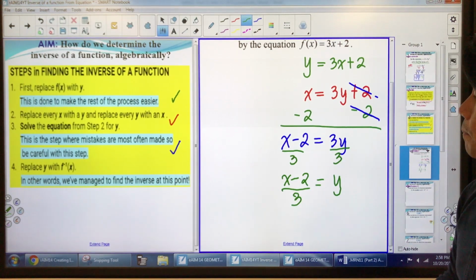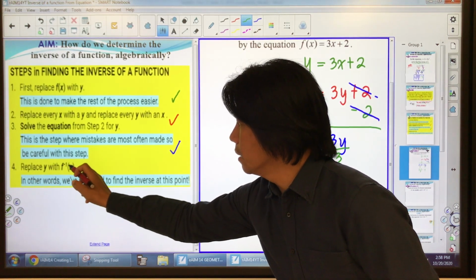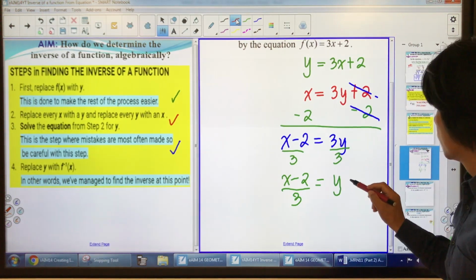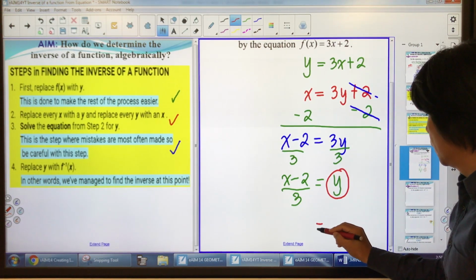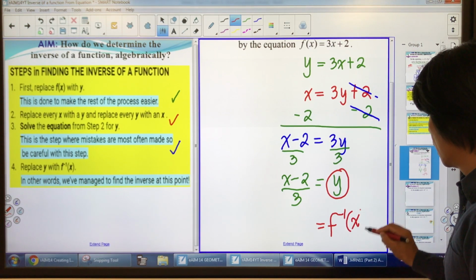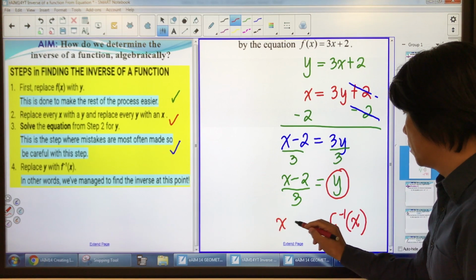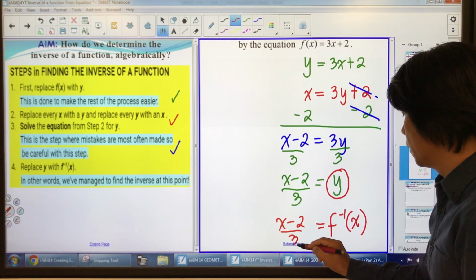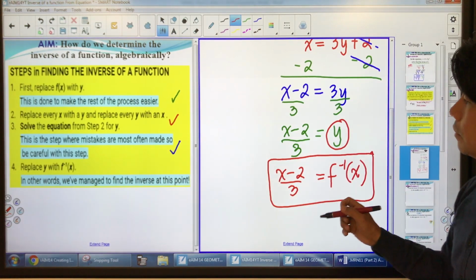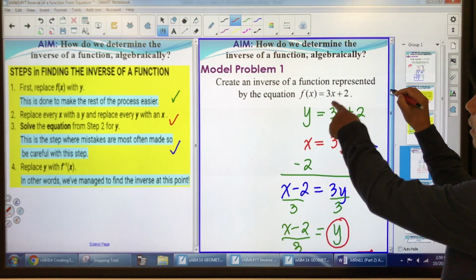Are we finished? No. It says here, replace y with f inverse of x, or f of x inverse. So we need to change this to f of x inverse. Right? And then copy that: x minus 2 over 3. Now we have the inverse function of the original equation right there.